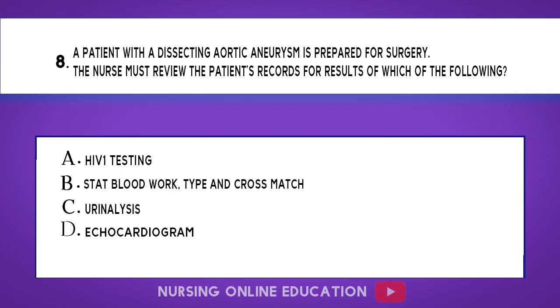8. A patient with a dissecting aortic aneurysm is prepared for surgery. The nurse must review the patient's records for results of which of the following? A. HIV-1 testing. B. Stat blood work, type and cross-match. C. Urinalysis. D. Echocardiogram. The answer is option B. Stat blood work, type and cross-match.